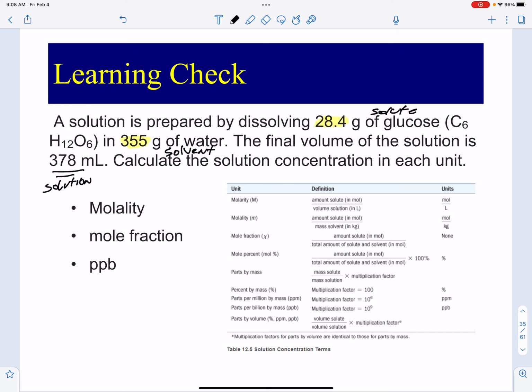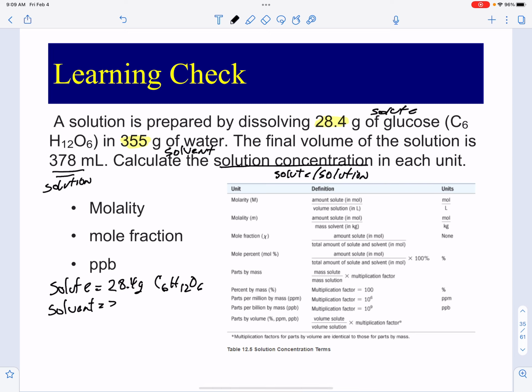Calculate the solution concentration. Solution concentration is going to be solute over solution for most of them. And we're going to do it for the molality, the mole fraction, and the parts per billion. So let's put this together. So my solute is 28.4 grams, and it's C6H12O6. My solvent is 358 grams of water. My solution is 378 milliliters. So all I did was just organizing it.